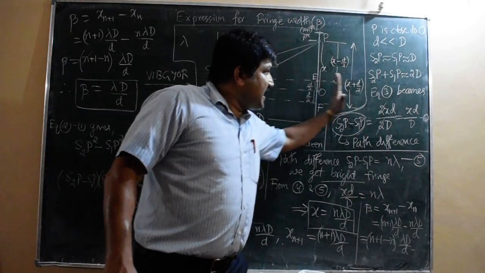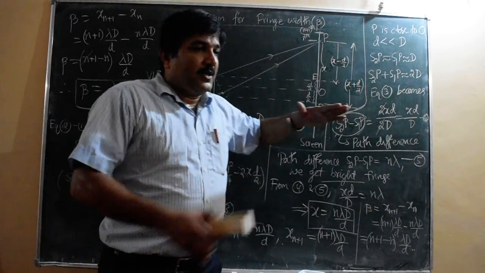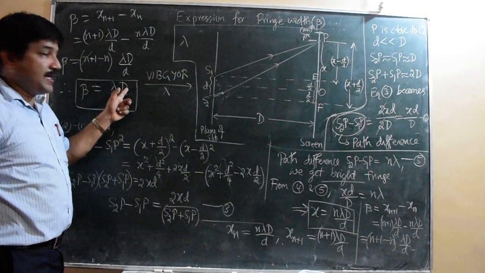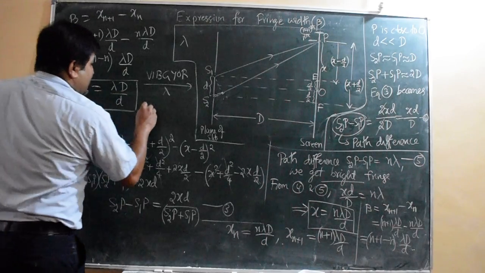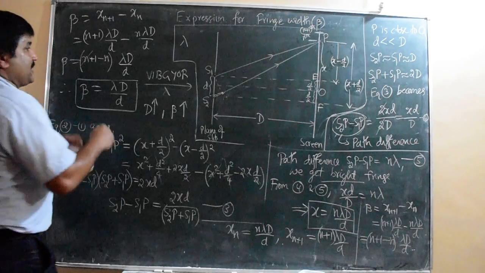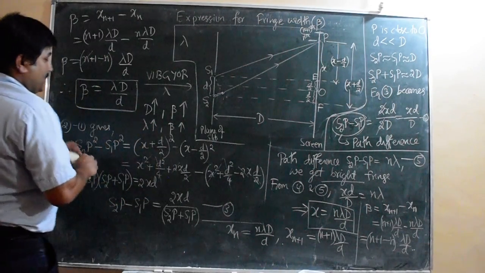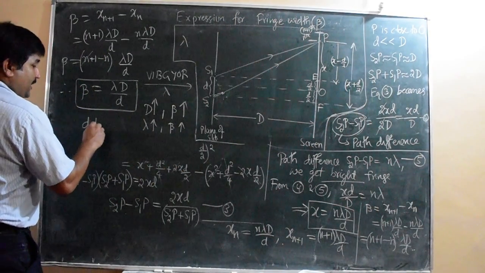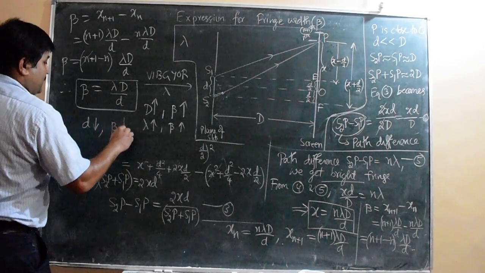If you move the screen away from the plane of slits, the fringes become broader. That means increasing capital D, directly proportional to beta. So increasing D, fringe width beta increases. Increasing lambda, fringe width beta increases. And lastly, what about the small d effect? Decreasing d, fringe width beta increases.